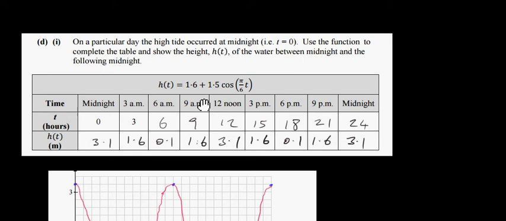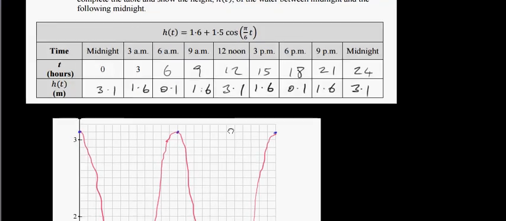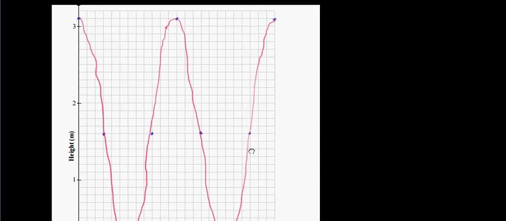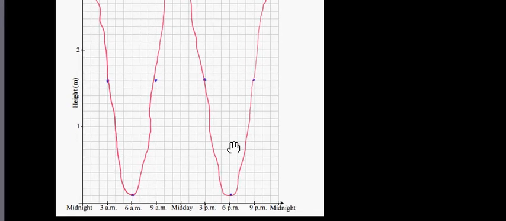Now, what we're required to do then is just graph each of these pairs here. So when you do that, you get this here. Now it's a little bit shaky. I'm doing it on a pad here, so it's a little bit shaky. You should be able to do it a little bit neater, but this is what you end up with here. So we have midnight here, 3 a.m., 6 a.m., 9 a.m., midday, 3 p.m., 6 p.m., 9 p.m. and midnight. So you get this periodic function here.